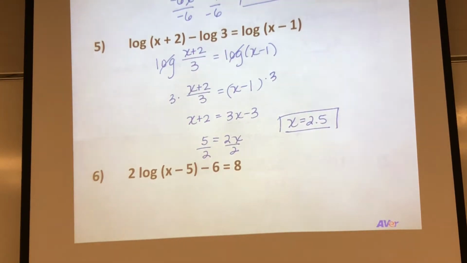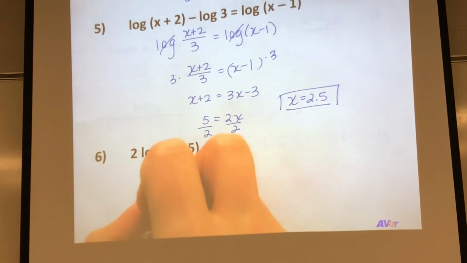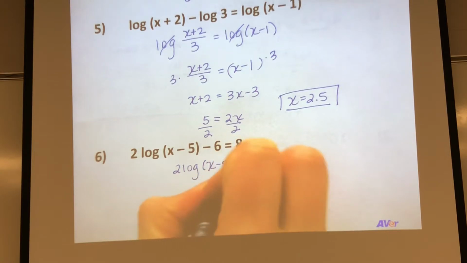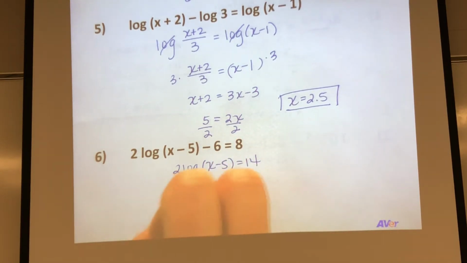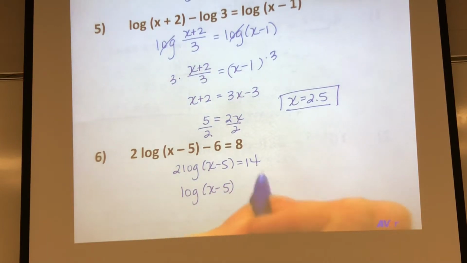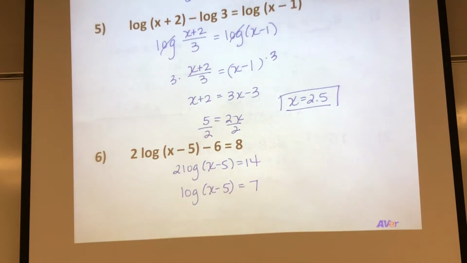Now number 6 doesn't have a log on both sides. So on this one, we just have to isolate the one log that we have. So we'll start by adding 6. And then after we add 6, we'll divide by 2, so that we can get the log all by itself. The stuff inside stays with the log. So this argument is stuck with this log. All right, so just like we did with the exponentials, we isolate first, so that's what we did.